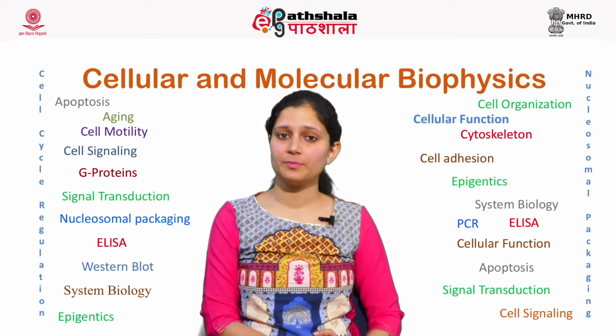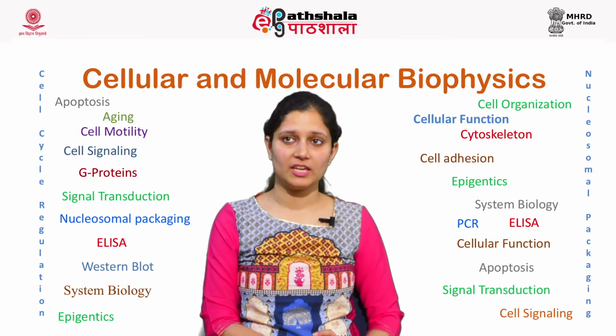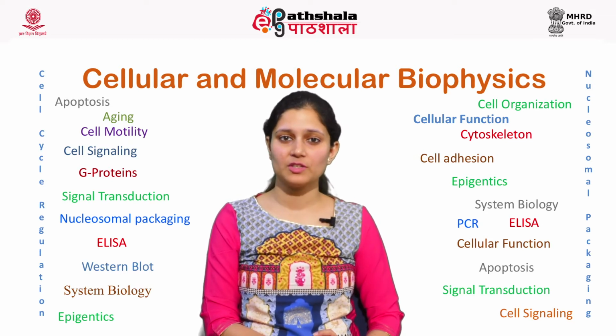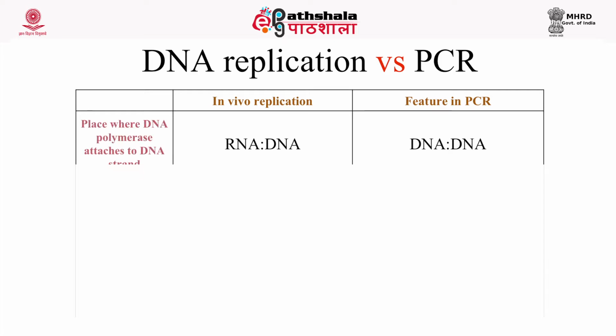Now, since we have been comparing the PCR, that is polymerase chain reaction, with DNA replication, let us see some of the differences between the two. First of all, the place where the DNA polymerase attaches to the DNA strand is an RNA-DNA hybrid in vivo replication. However, in PCR, it is a DNA-DNA hybrid.